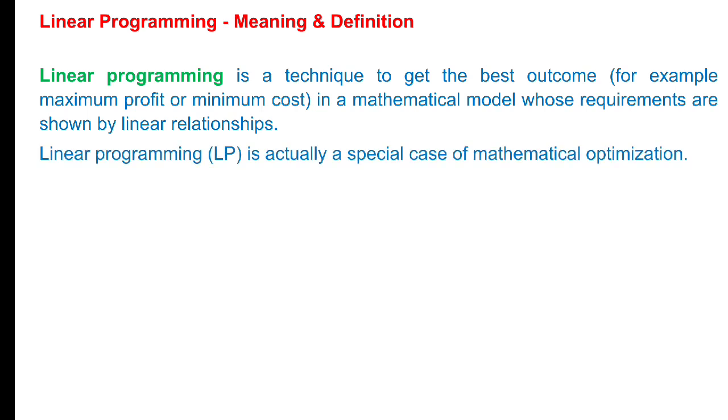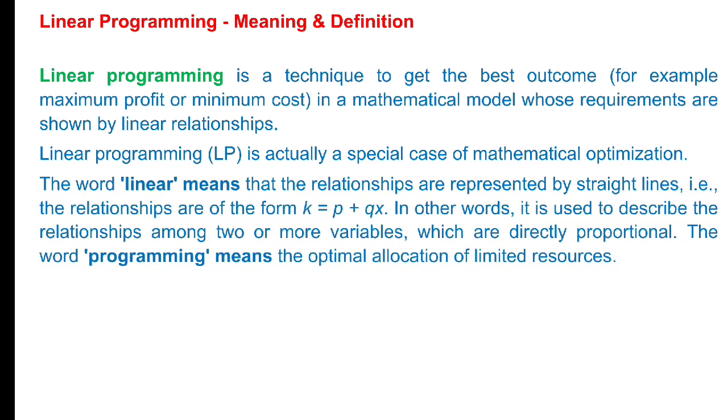Actually, it is a special case of mathematical optimization. In that, linear means relationships are represented by a straight line. Straight line format we studied in lower classes. The equation of a straight line is y equal to mx plus c. In the same way we are going to describe. Here there are two or more variables which are directly proportional.